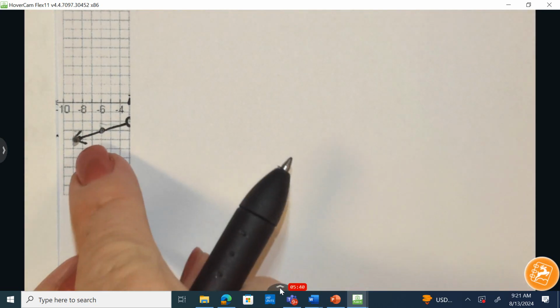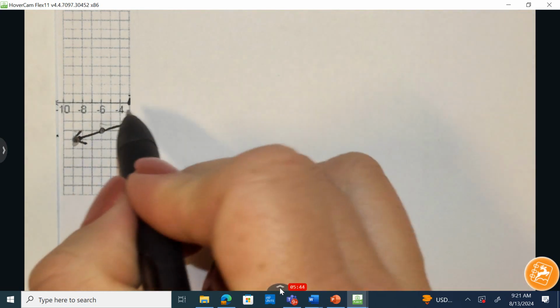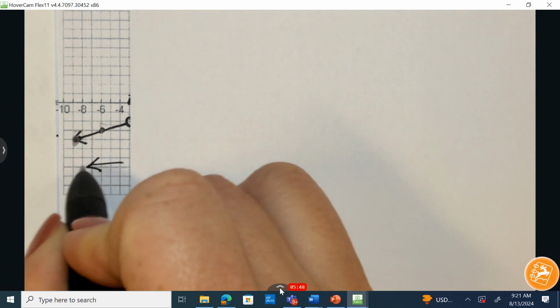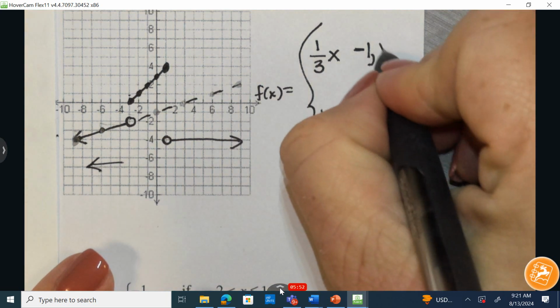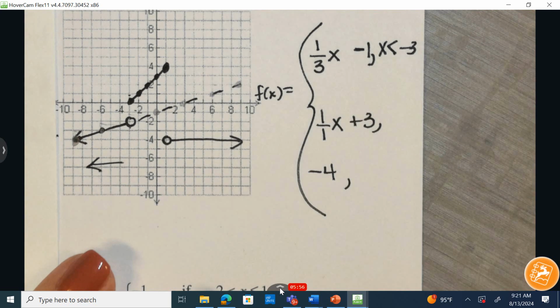So this first piece of the function only occurs to the left of negative 3. So I'm going to do it to the left. Think of this as an arrow or an inequality symbol. So I'm coming up here. There's x and negative 3, and it occurs to the left. It's an open circle. I leave it as is.